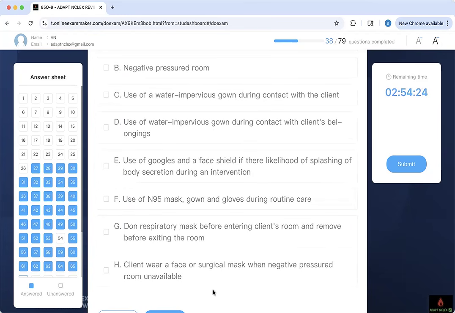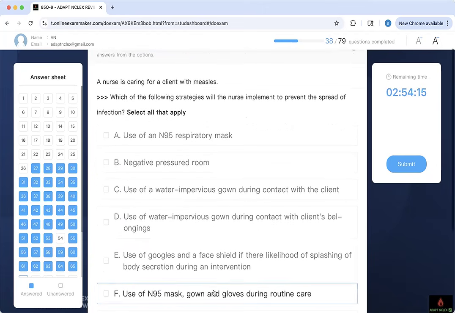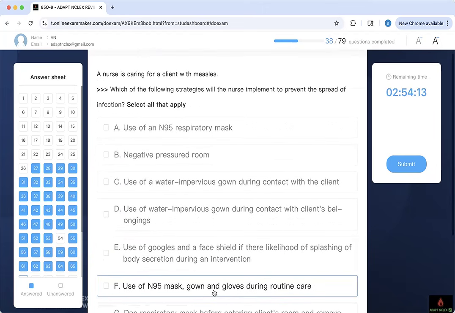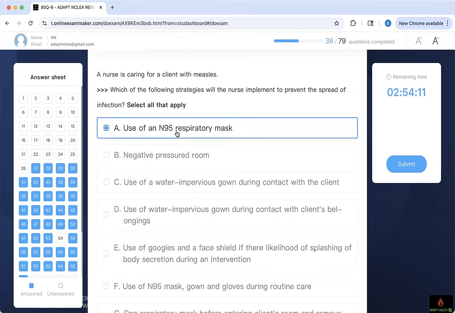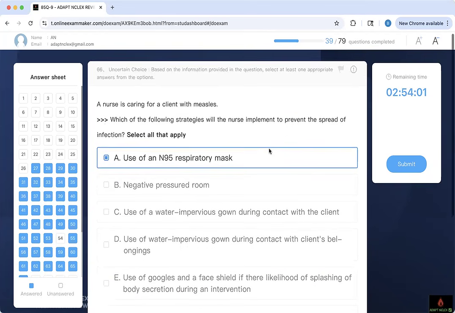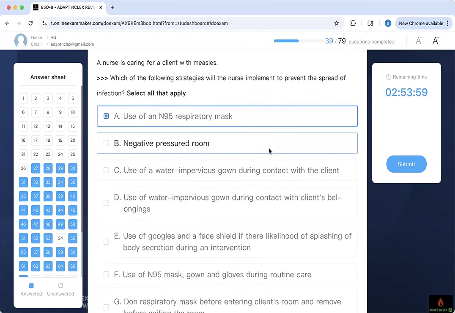Client wears a face or surgical mask when a negative pressure room is unavailable. What do you think? Of course, you're going to wear an N95, you the nurse. What else? The client has to be in a negative pressure room because it's airborne.